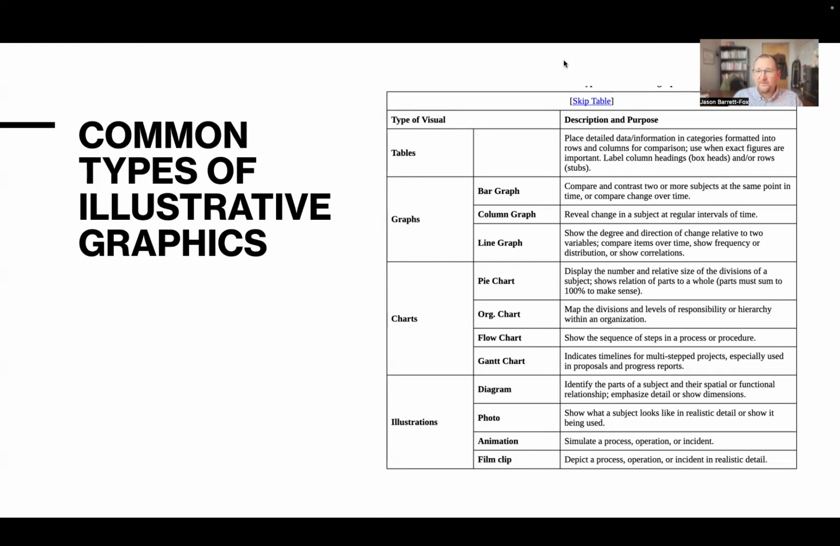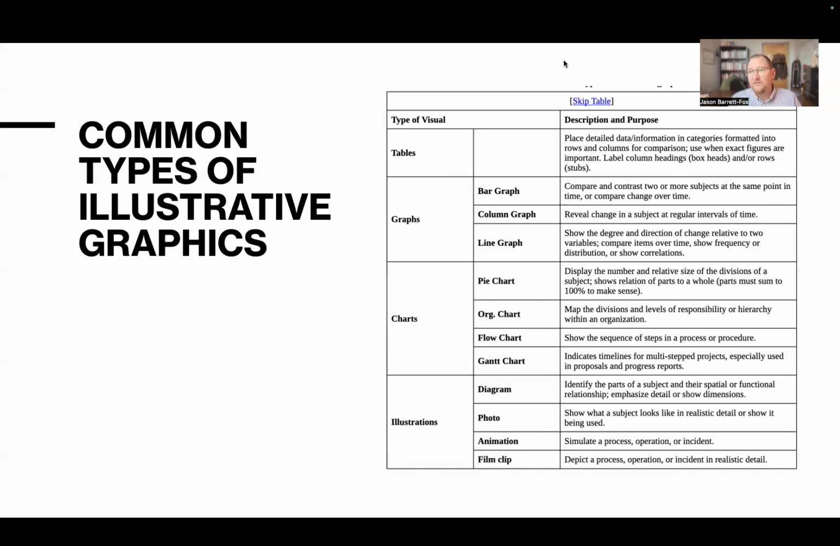There are also graphs, right? Bar graphs, column graphs, line graphs. Bar graphs compare and contrast 2 or more subjects at the same point in time, or they can compare change over time. A column graph reveals change in a subject at regular intervals of time, which is really, really nice. And a line graph gets a little more complex. It shows you the degree and direction of change relative to 2 variables. That is, you can compare how things change over time, or frequency or distribution. You can show correlations between things over time.